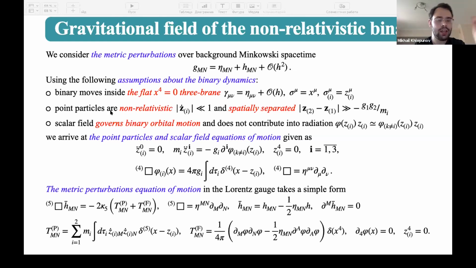And the last assumption is that the scalar field just governs the binary orbital motion and doesn't contribute to the radiation processes by the binary. Then we can neglect the self-interaction terms in the equations of motion. Here, lower indices at the scalar field denote the scalar field produced by the particle with number k. And here we neglect the self-interaction of point particles with their scalar fields.